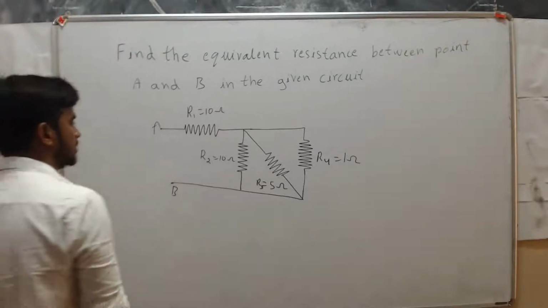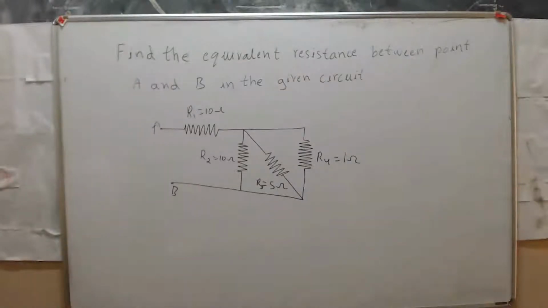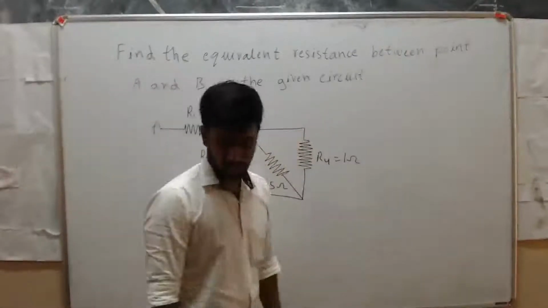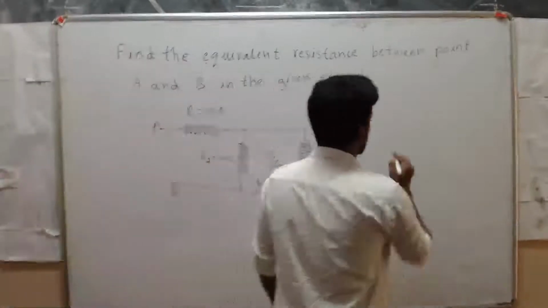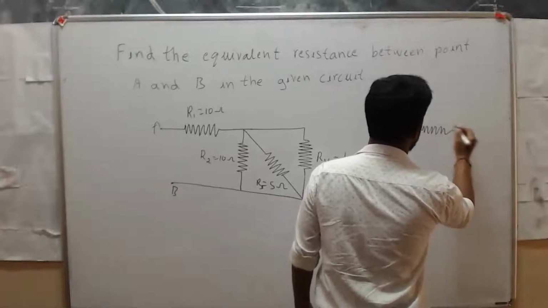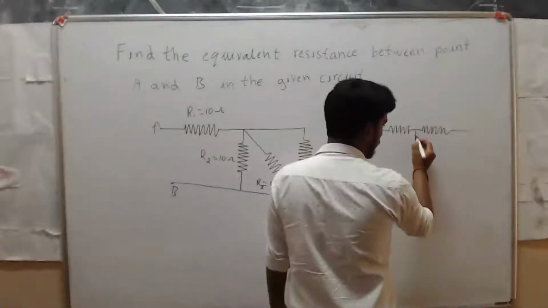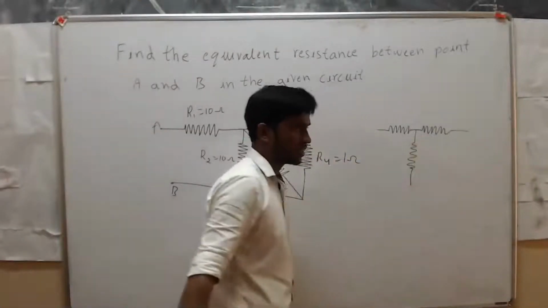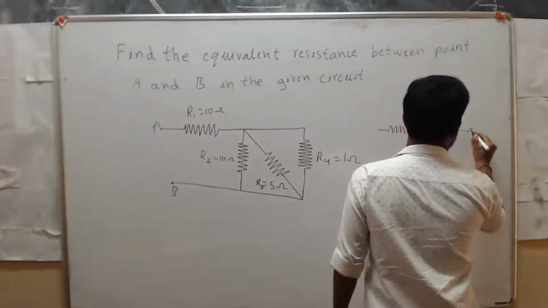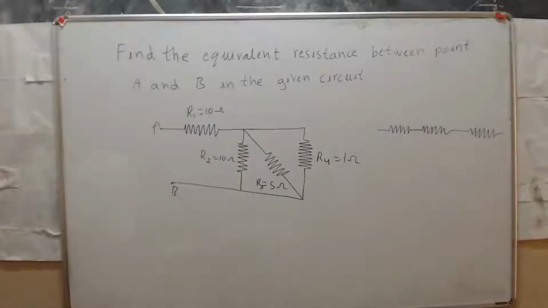Before solving, just think whether the resistors are in series or parallel. Series means what? End-to-end connection. For example, see here. If you connect like this, we can say that these two resistors are in series. If you connect one more here, then we won't call these resistors in series. But if you connect here, then we can say that the three resistors are in series.